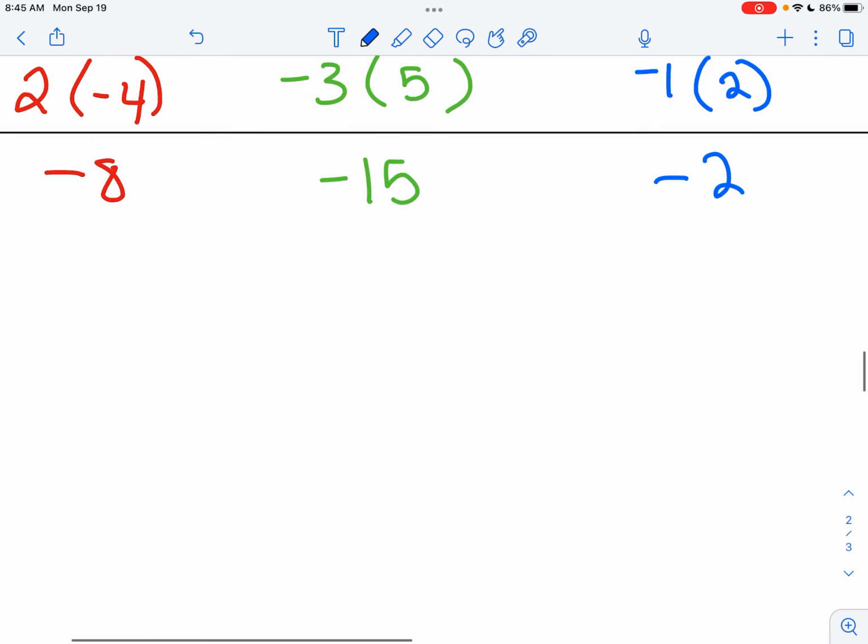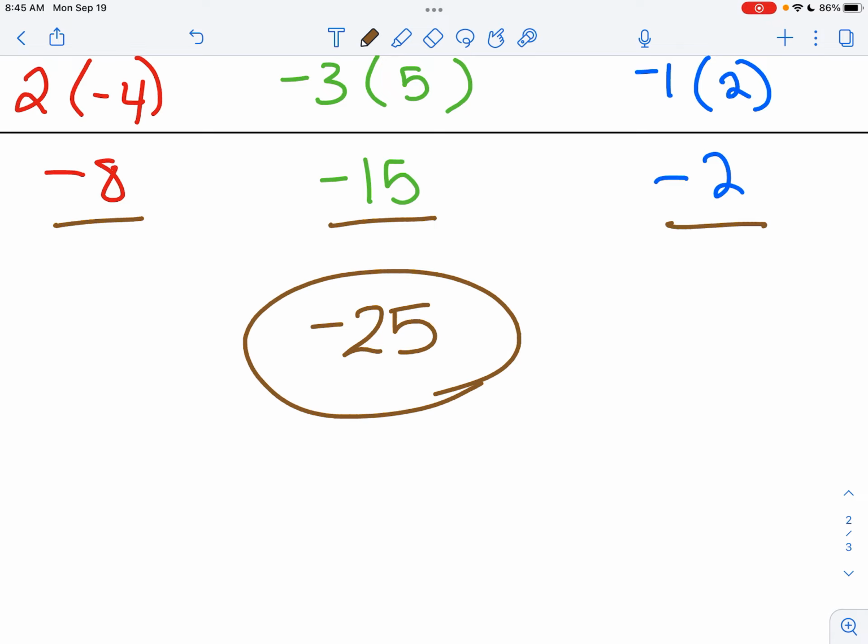Okay, so some good old math. Negative 8 minus 15 is negative 23, and then negative 23 minus 2 is negative 25. And that's how you find the determinant of a 3 by 3.